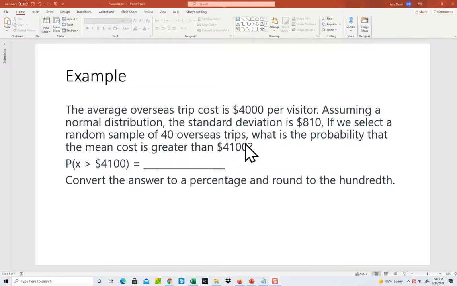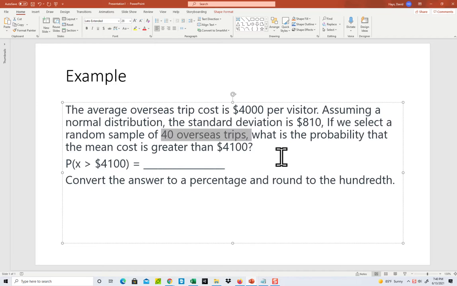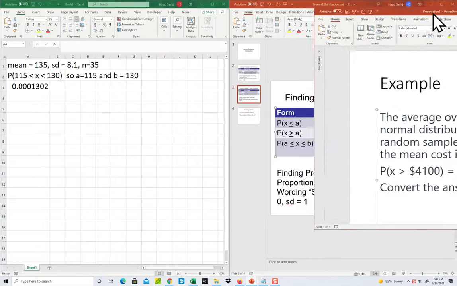Average overseas trip cost is $4,000 per visitor. Assuming normal distribution and standard deviation is 810. If we select a random sample of 40 overseas trips, what is the probability that the mean cost is greater than 4,100? Notice we're talking about 40 overseas trips.